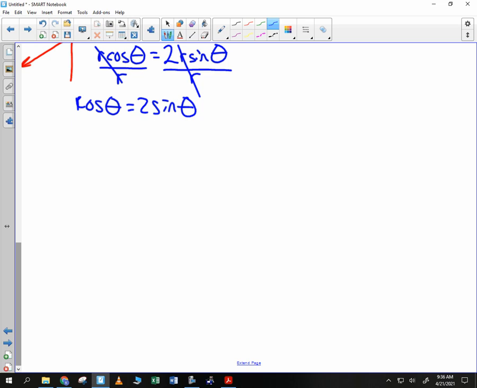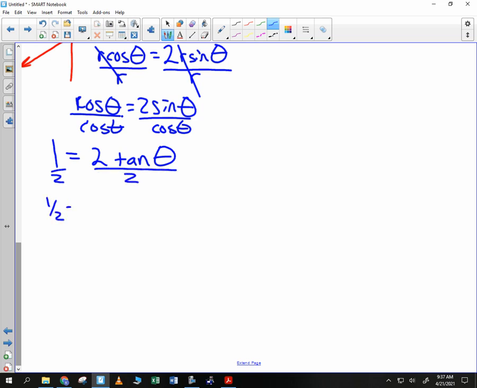You could do that, or you could divide by cosine. We get this beautiful equation: 1 is equal to 2 tangent of theta. Now what are you going to do? Divide by 2. 1/2 is equal to tangent of theta.